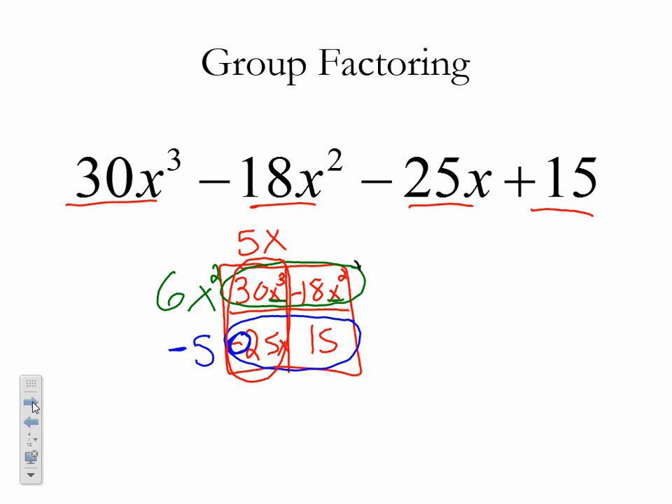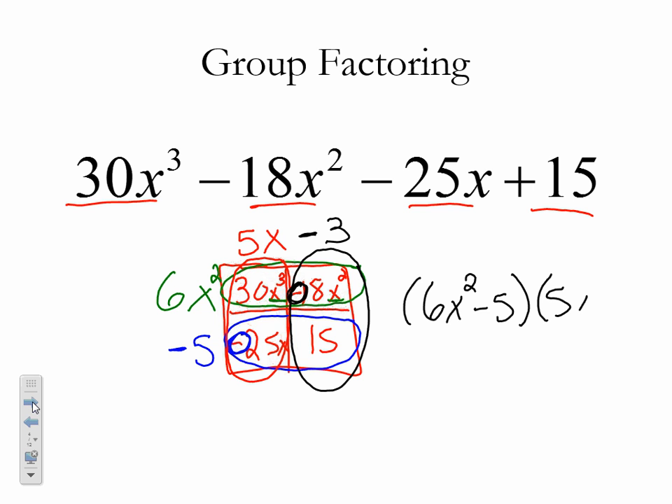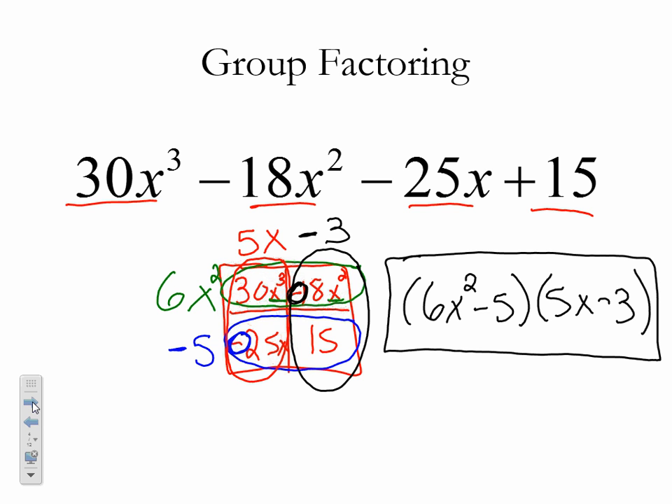And then we'll also do the same thing here. It's negative, so I put a negative. 18 and 15, the greatest common factor is 3. Now, this is how I work out my problem. My answer is actually going to be the factor x, 6x squared minus 5 times the factor 5x minus 3. This is how we have to write our answer, okay, as 2 sets of factors.